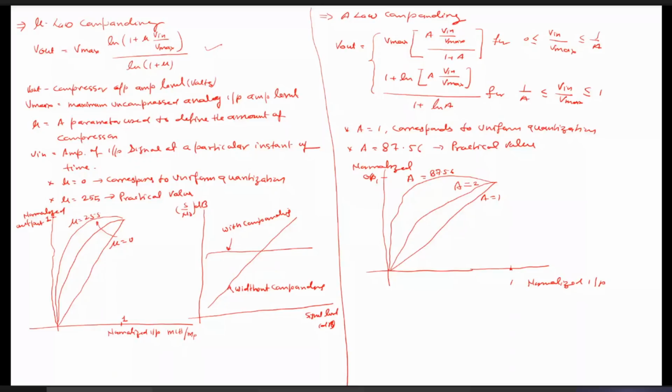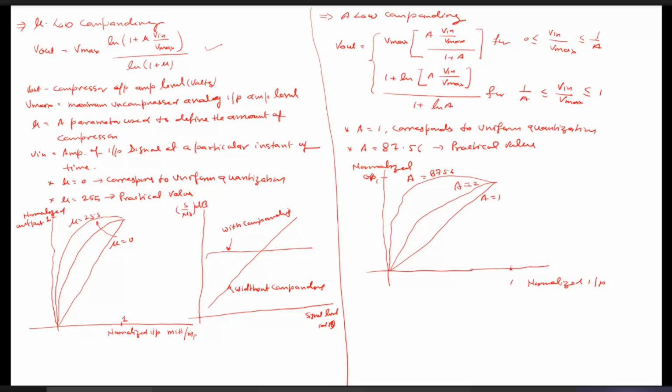And if the normalized value of the input voltage lies in between 1 by A to A, then this expression is used. That is, 1 plus ln A V in by V max divided by 1 plus ln A. Now, if you take A equals to 1, as we have taken for the case of mu equals to 1, we get similar characteristics. Corresponding to A equals to 1, this becomes the case of uniform quantization. That is, no compression is being used.